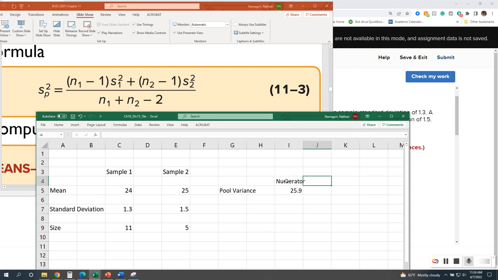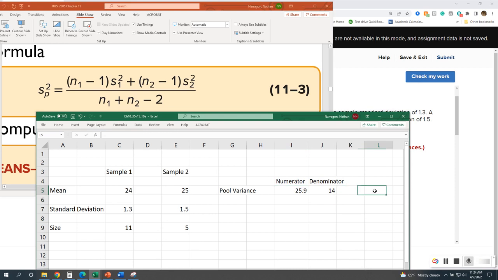And yes, I'm spelling probably a little bit bad on that. So, denominator. It's like people are going, oh my God, his spelling. It's okay. As long as we know what it is, it helps us out. So this is going to be our bottom part. So that is sample size 1 plus sample size 2 minus 2.